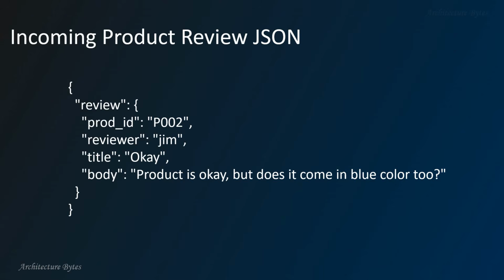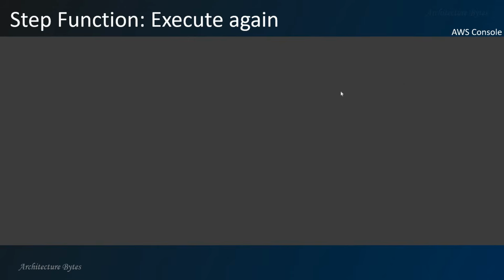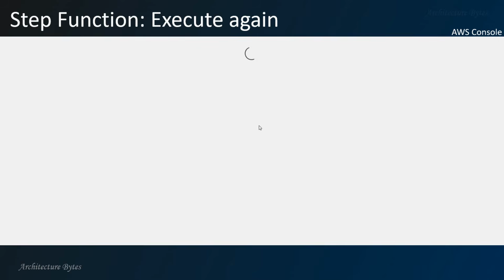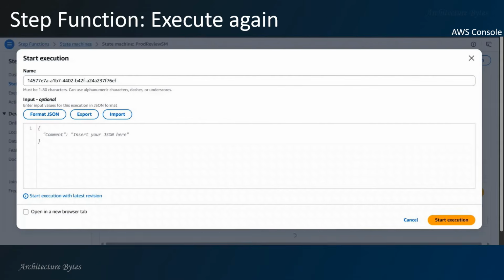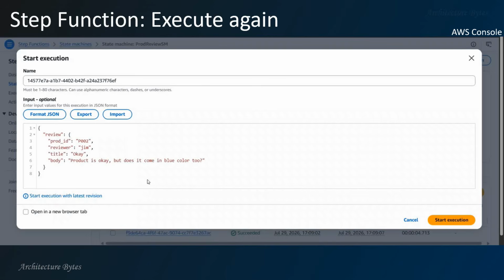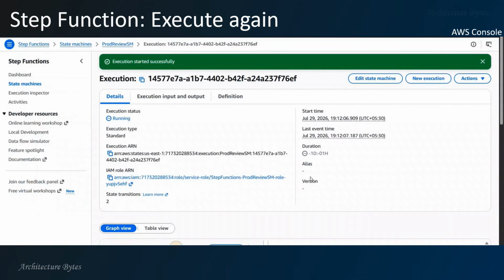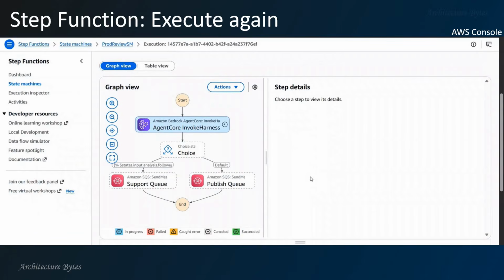Here's another product review JSON with a question in its body, therefore requiring a follow-up. We will be using this next. Let's run our step function once again. So hit that execute button, and this time we will provide the input JSON with a neutral review. Product is okay, but there is a question. Does it come in blue colored? Okay, start execution, and let's look at the graph view.